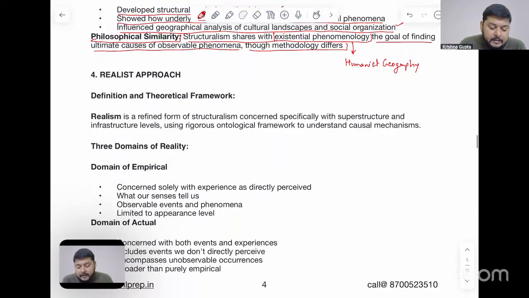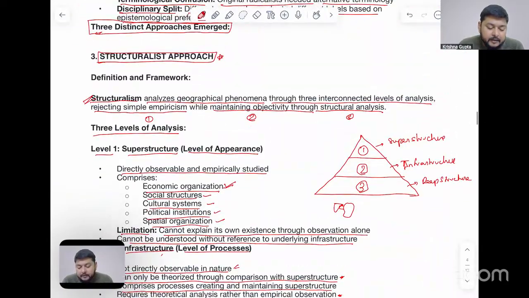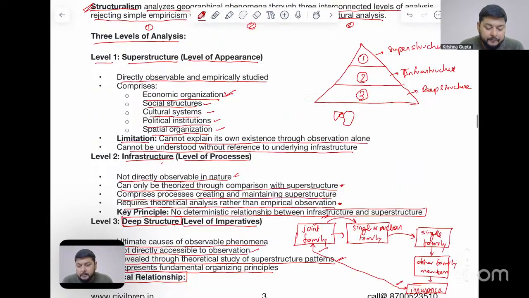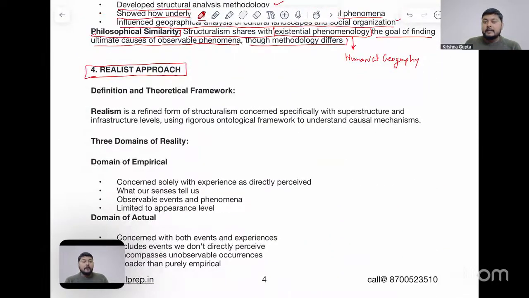Now, next is the realist approach. Number one, what we have seen here was structuralism. Number two, I can take here the realist approach. Now, what is a realist approach? We need to understand it in a very detailed way, because this also becomes one of the foundational bases for radicalism and Marxism.